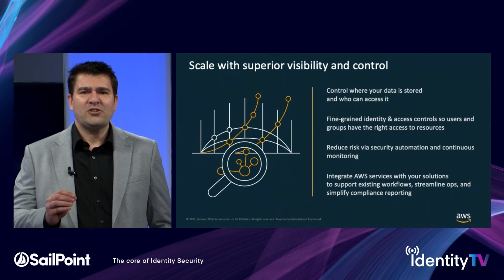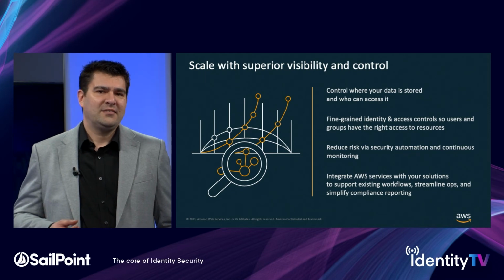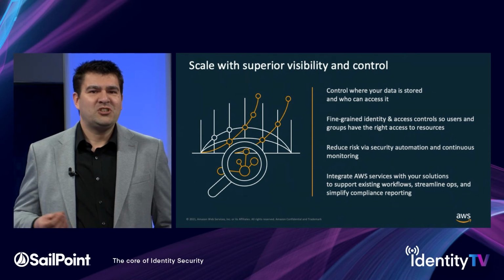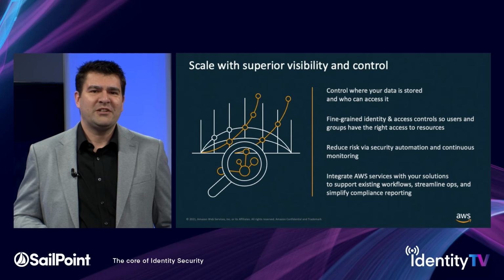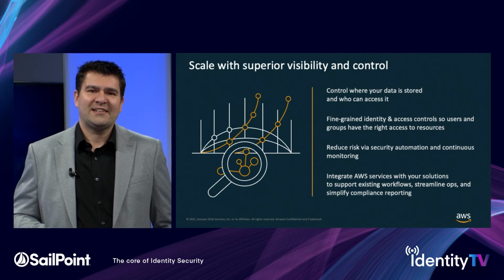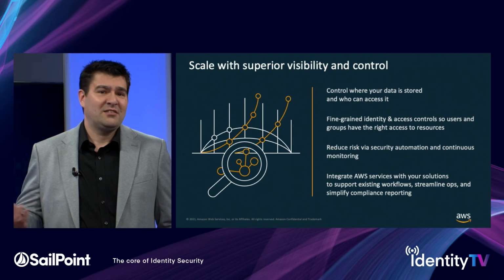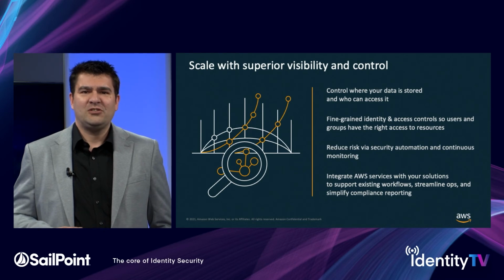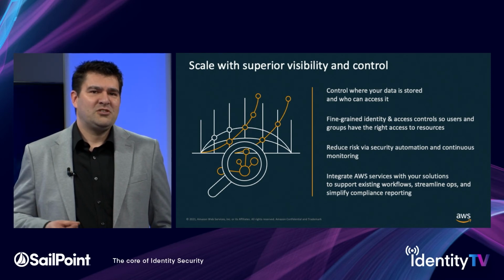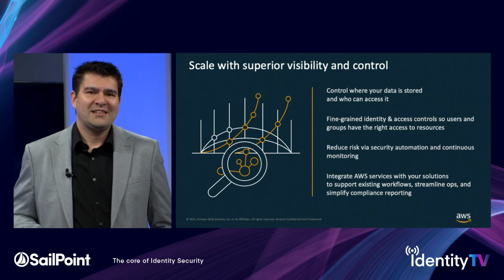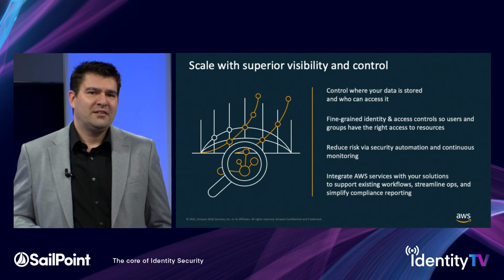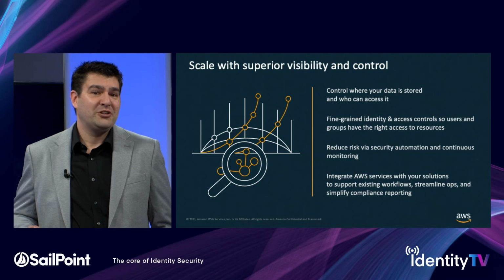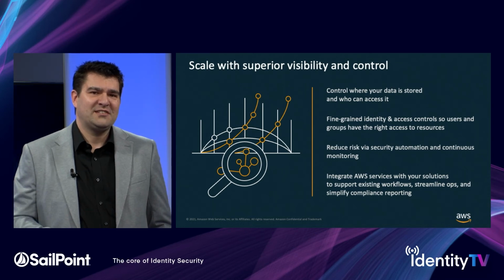With AWS, you control where your data is stored, who can access it, what resources they're using and consuming at any given moment. Customers can reduce risk as they scale using our security automation and activity monitoring services to detect suspicious security events, and this includes detecting configuration changes across your ecosystem. You can even integrate our services with existing solutions, and that means you can support workflows, streamline your operations, and simplify compliance reporting. One example of this is that SailPoint could deliver workflows based on its integration with Amazon EventBridge, and that's in addition to a long list of AWS services that it already integrates with.